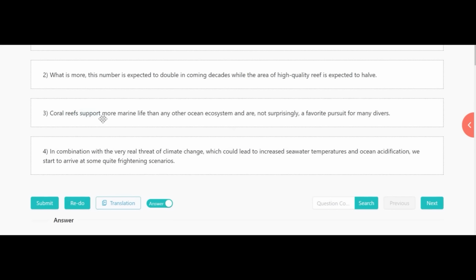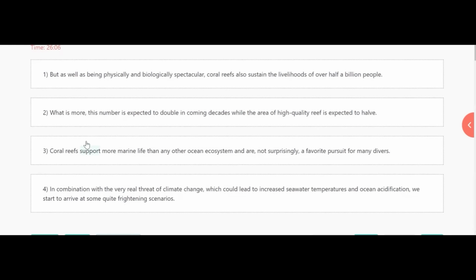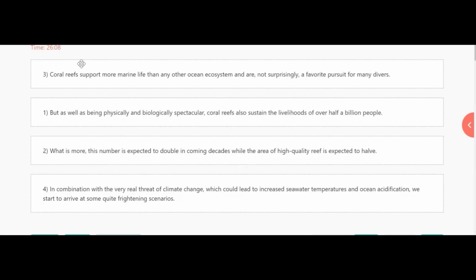So 3 says coral reefs support more marine life than any other ocean ecosystem and are not surprisingly a favorite pursuit for many divers. All right, so the other one says in combination with... so I'm just going to say 3 and 1 will be pairs. So I'm just going to move 3 up here and just leave it this way. Actually, I've been able to do the right pair. But look at it here.